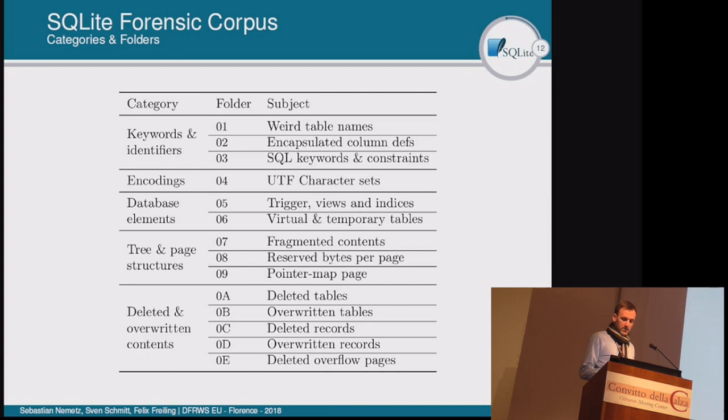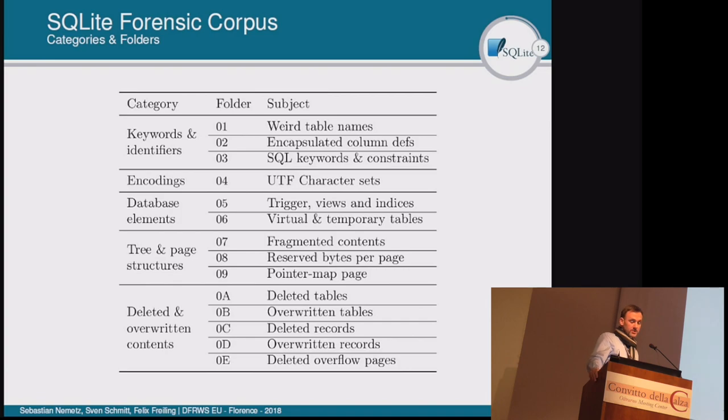In category three, we played around with keywords and constraints. We used all of the UTF character sets that SQLite offers in category four. Introduced further database elements in category five, like triggers, view indices. Most of the tables in all of the other categories except category five will contain a few tables only.